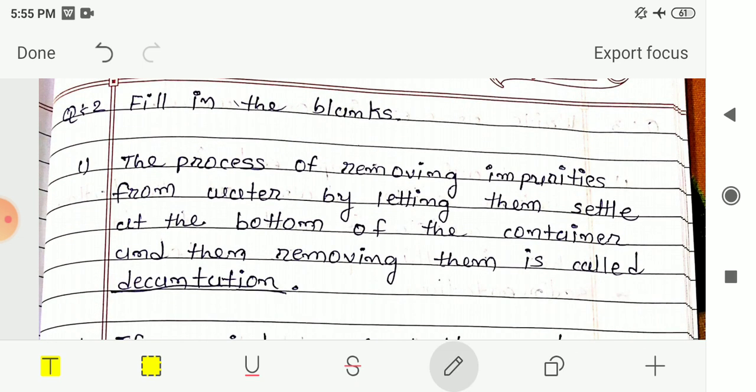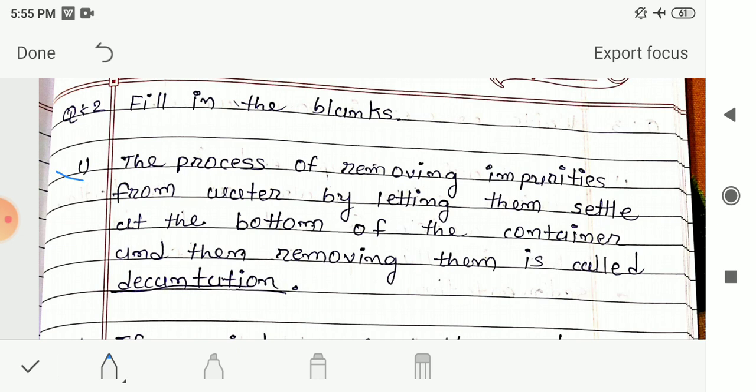In that first blank, the process of removing impurities from water by letting them settle at the bottom of the container and then removing them is called blank. So this process is known as decantation. In the example of mixture of sand and water, we had seen that the heavier sand particles settle down at the bottom and the water can be poured into another container. So this process is known as decantation. So here your answer is decantation.